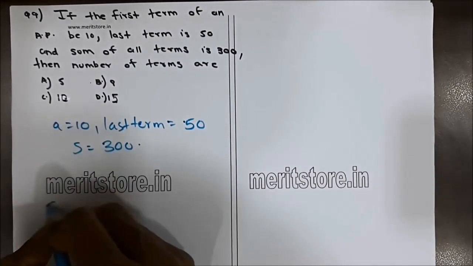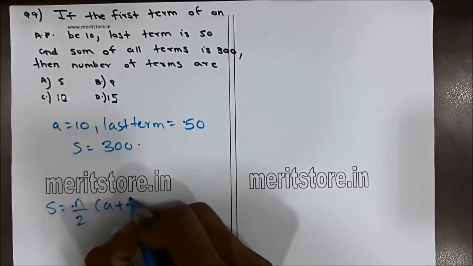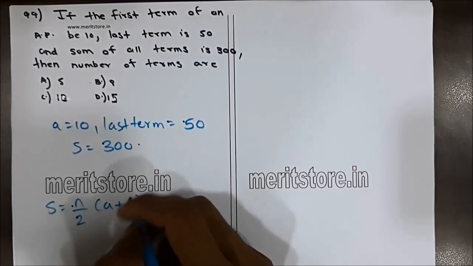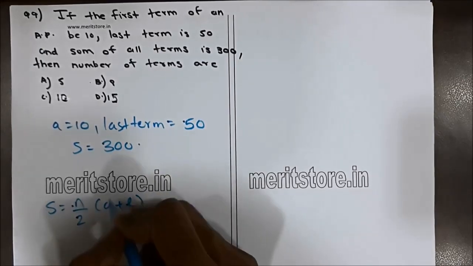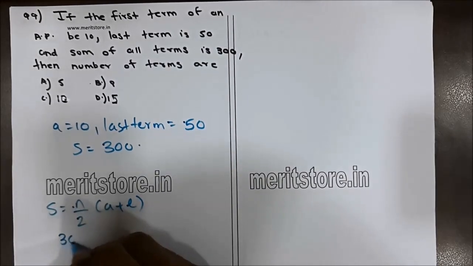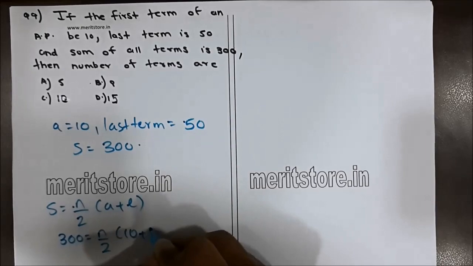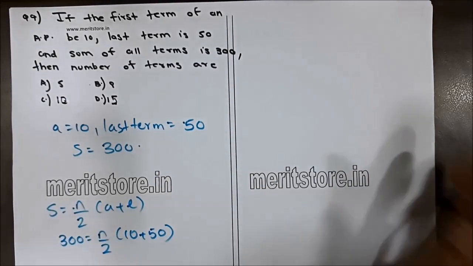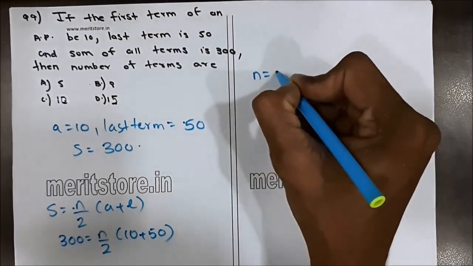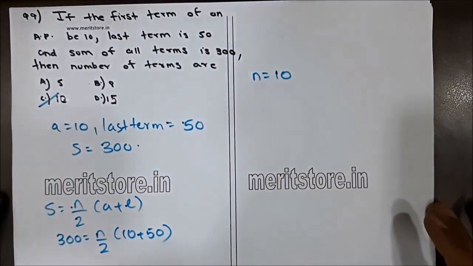So we have a formula for that. S is equal to n by 2 times (a plus l). We substitute the values of all the terms and solve for n, that is 300 equals n by 2 times (10 plus 50), which gives n equal to 10. Therefore option C is the correct answer.